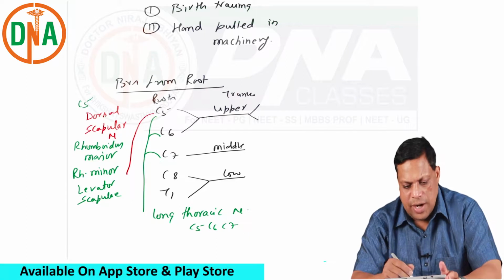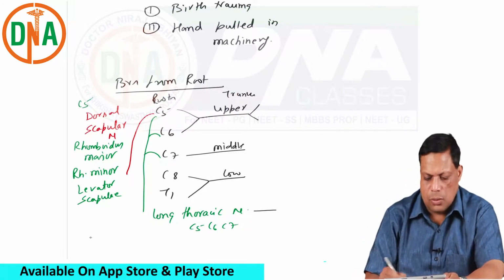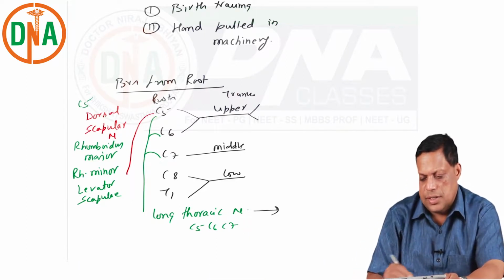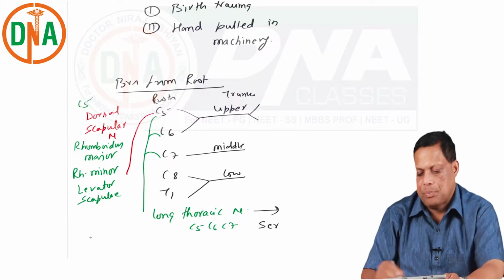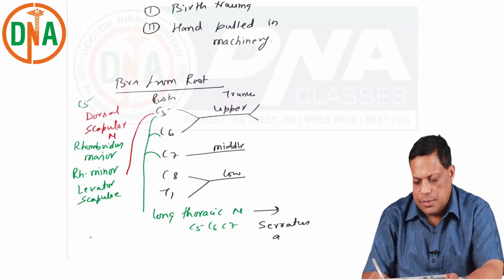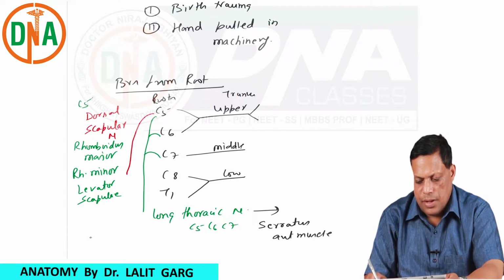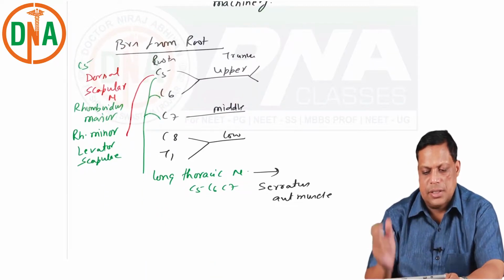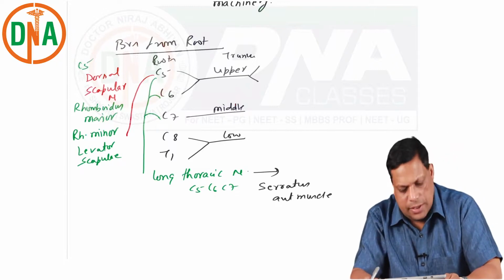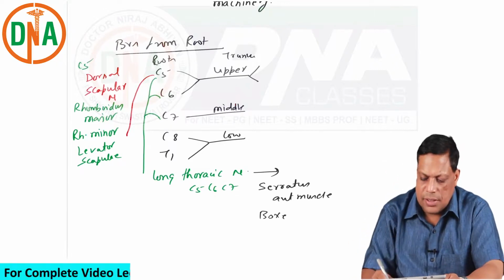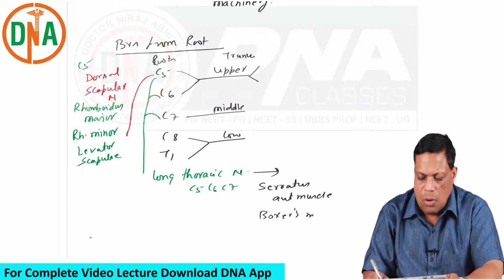Now three roots unite, C5, C6, C7, to form the long thoracic nerve, and this long thoracic nerve supplies the serratus anterior muscle. This is the long thoracic nerve. Serratus anterior muscle is known as the boxer's muscle.